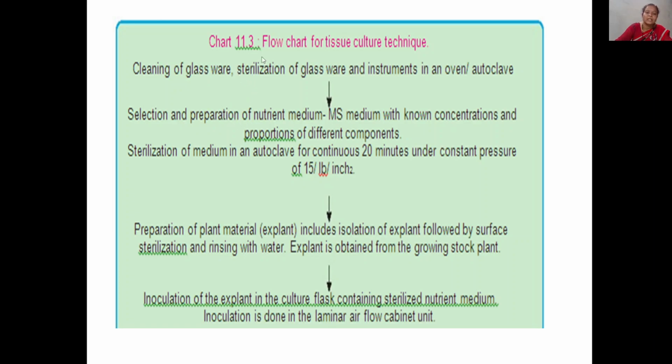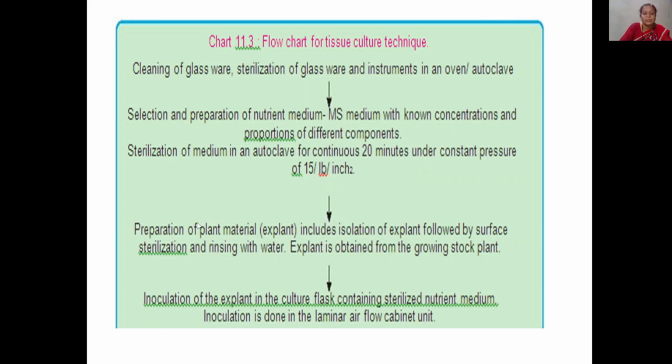Here we see a flow chart of the tissue culture technique. In this chart, the first step is cleaning of glassware, sterilization of glassware and instruments in an oven or an autoclave. The next step is selection and preparation of a nutrient medium, that is MS medium, with a known concentration and proportion of different components. Sterilization of the medium in an autoclave for a continuous 20 minutes under constant pressure of 15 lb per sq inch.